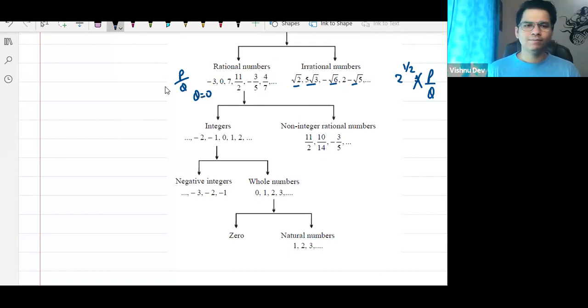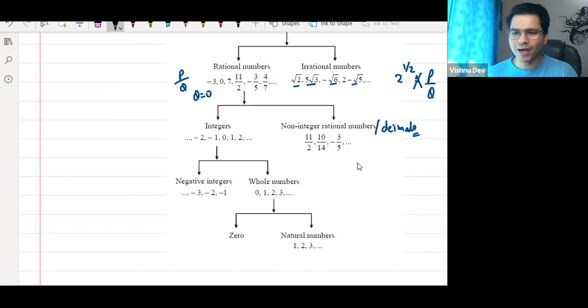ठीक है? Okay, sir. Then we talked about integers and non-integers. So non-integer includes fractions, right? As well as decimals, right? We will see fractions as well as decimals, because decimals is also a kind of fraction, na? Haan na? Right? We will talk about this.